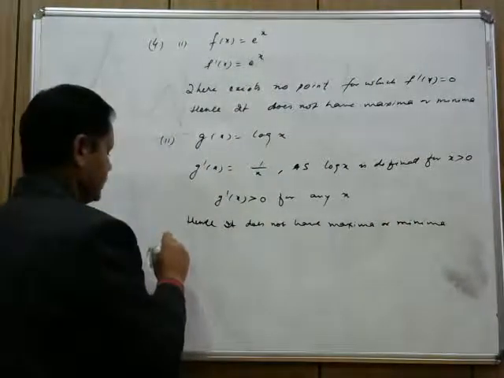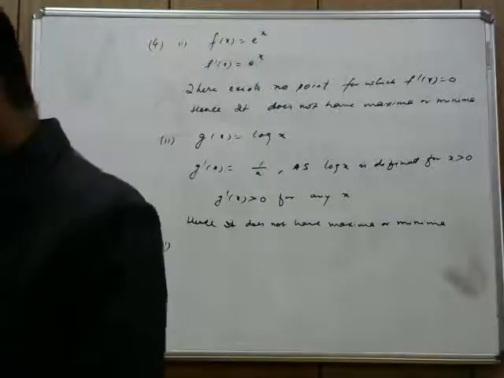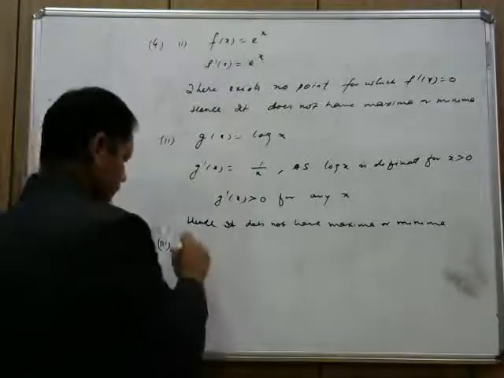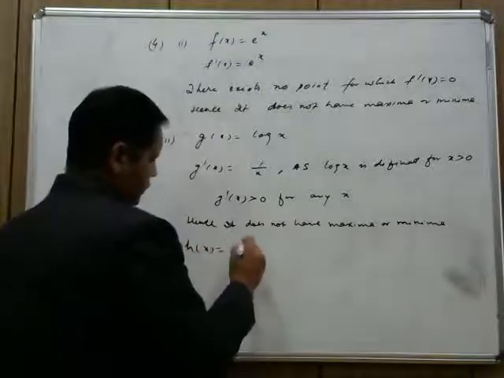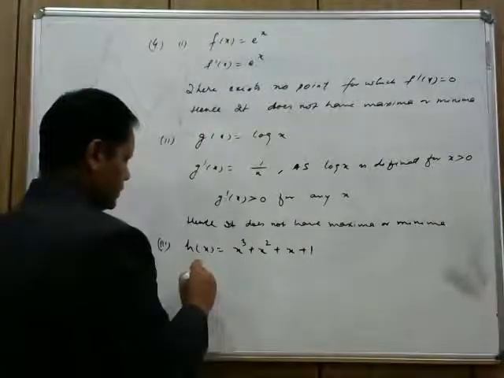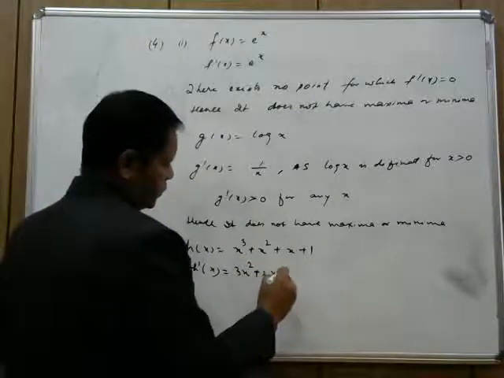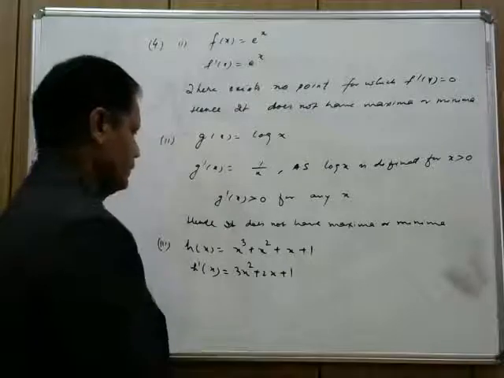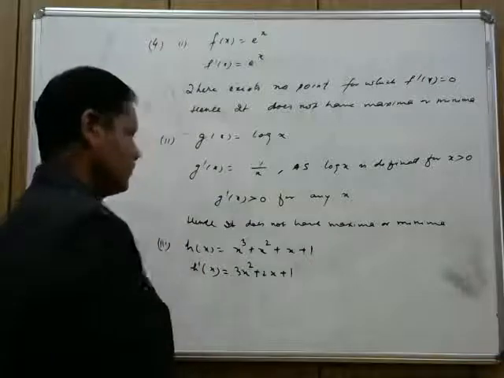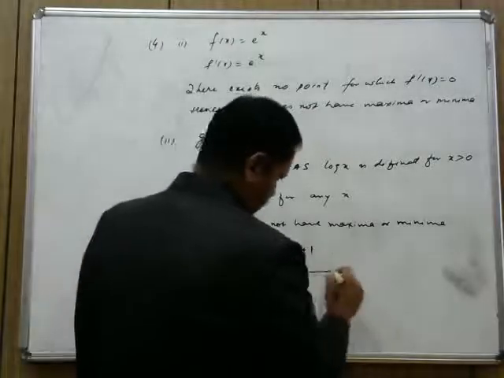Now the third part of the question is h of x equal to x cube plus x square plus x plus 1. So h dash of x is 3x square plus 2x plus 1. If I put h dash of x equal to 0, then can I have some value of x? Let us see the value of x. Suppose I have to find the value of x for this equation.